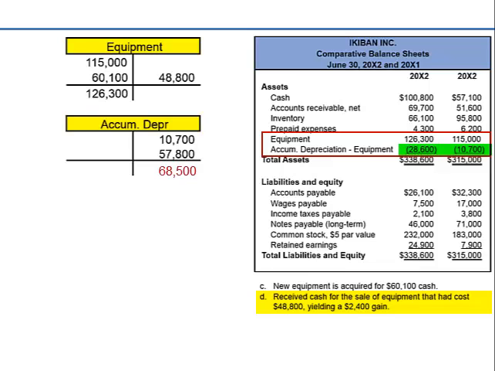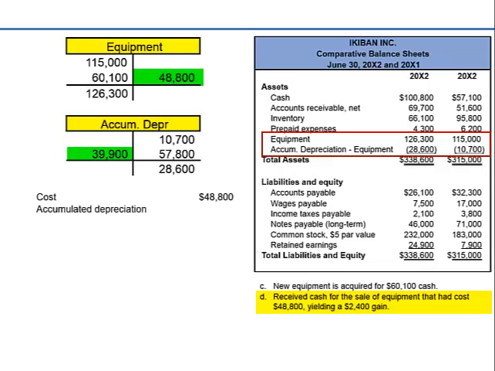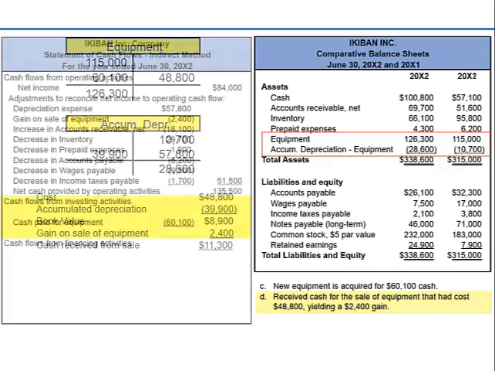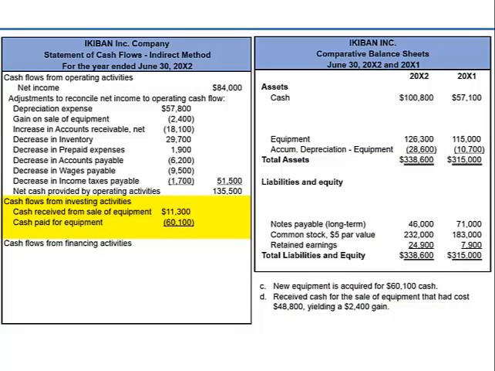But we see on the balance sheet that the ending balance is only $28,600. Accumulated depreciation must have been decreased at the time the equipment was sold by $39,900. So if the cost of the equipment sold was $48,800 and it had been depreciated by $39,900, the book value of the equipment sold was the difference, $8,900. We sold the equipment at a gain of $2,400, which means we received more than the book value. The total cash received from the sale of equipment is $11,300. We post this amount as a cash flow from investing activities.